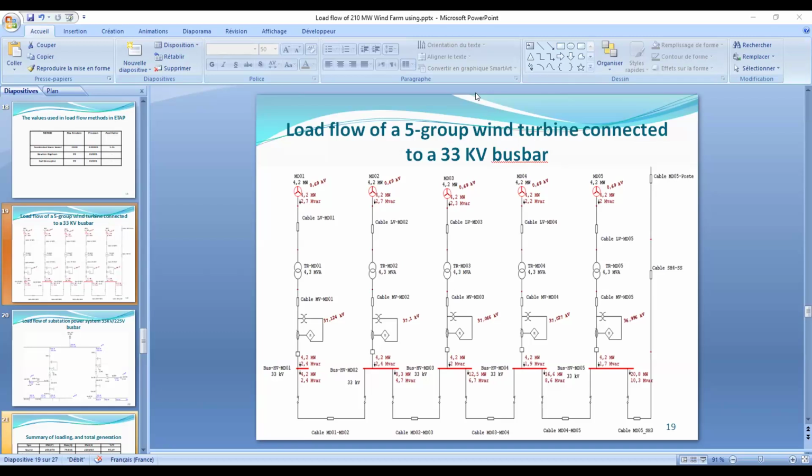The study of load flow modeling, simulation and analysis in a 210 megawatts capacity wind farm is implemented using ETAP. A comparison of the common load flow techniques, including Newton-Raphson, fast decoupled, and Gauss-Seidel was presented. Numerical load flow methods were compared and employed to solve the given task. The results of load flow analysis in ETAP were obtained and analyzed. Thank you.